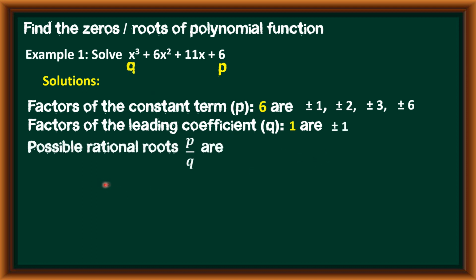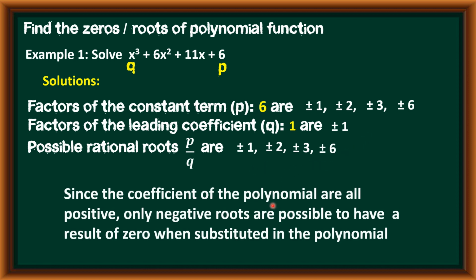Okay? And then P over Q, ayan, isa-isahin natin. 1 over 1 is 1. 2 over 1 is 2. 3 over 1 is 3. Then 6 over 1 is 6. Ayan. Sinimplify ko na, ha. Positive and negative lahat yon. Now, since the coefficient of the polynomial are all positive, only negative roots are possible to have a result of 0 when substituted in the polynomial.